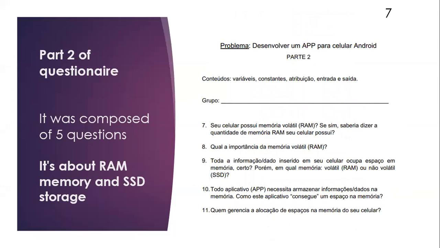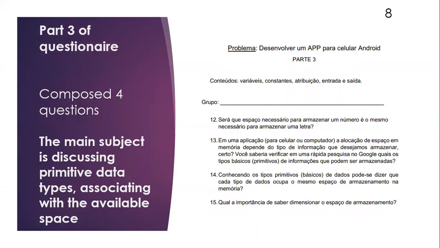Part 2 of the questionnaire was composed of 5 questions. It's about RAM memory and SSD storage. The 5 questions in part 2 aim to make groups associate the different types of storage available in the smartphone. Part 3 of the questionnaire is composed of 4 questions. The main subject is discussing primitive data types, associating them with the available space. The 4 questions in this part aim to make groups associate data types with available storage capacity.